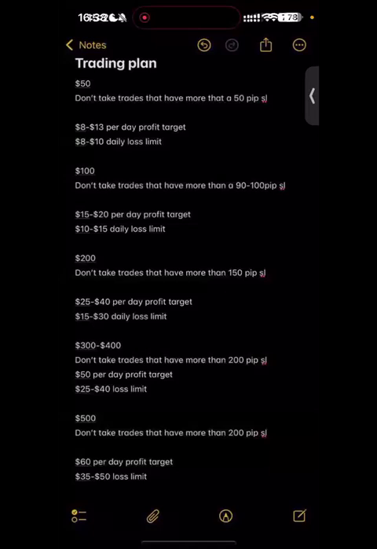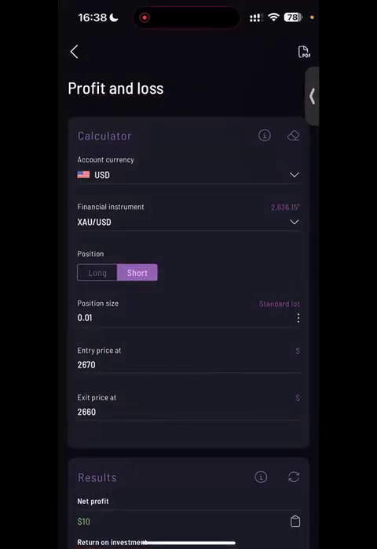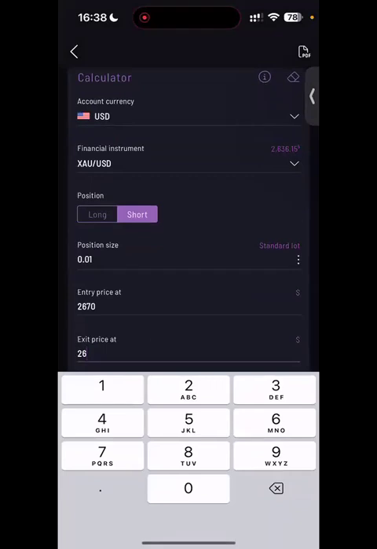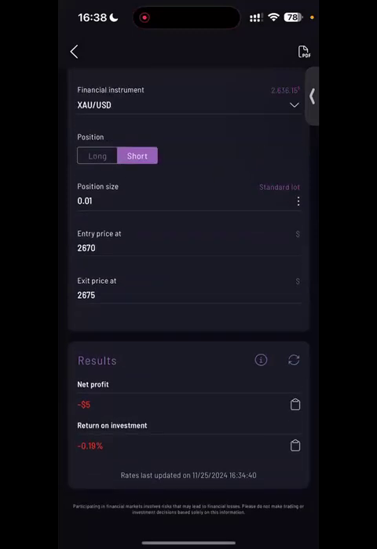If you have a $50 account, you don't want to be taking trades that have more than a 50 pip SL. What do I mean by 50 pip SL? If you're using 0.01 lot size, the trade is going to give you $5, or negative $5. That's 50 pips. 10 pips for 0.01 equals $1, 20 pips for 0.01 equals $2, and so on. I'm sure you already know this from watching your ECA.